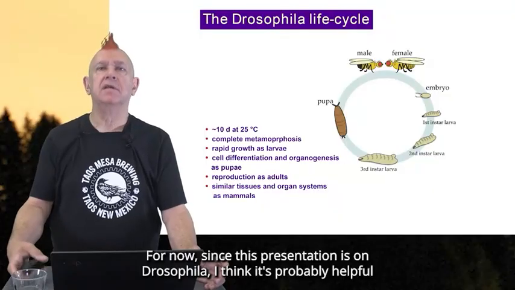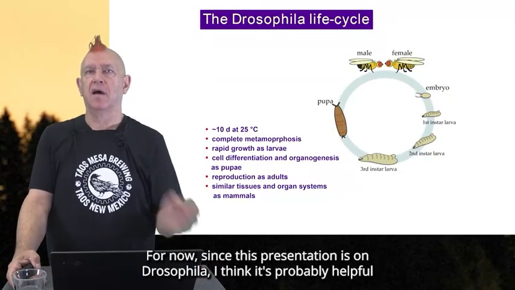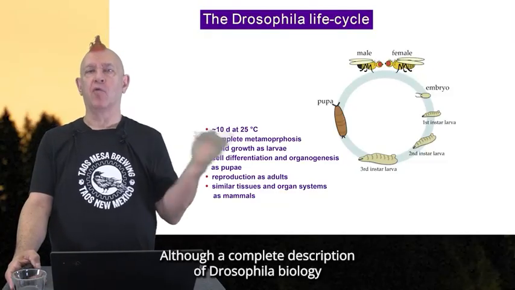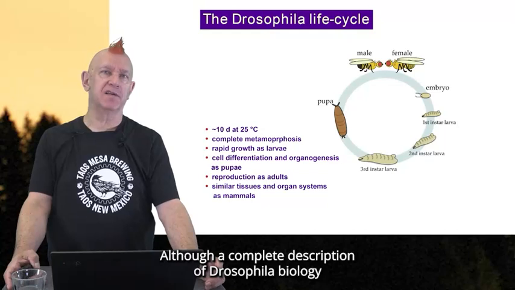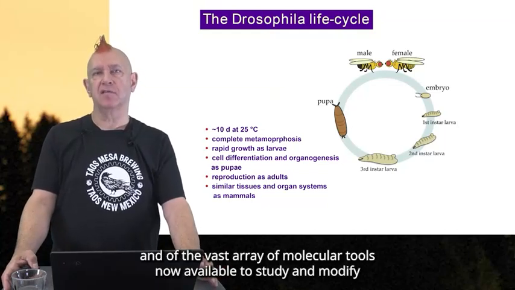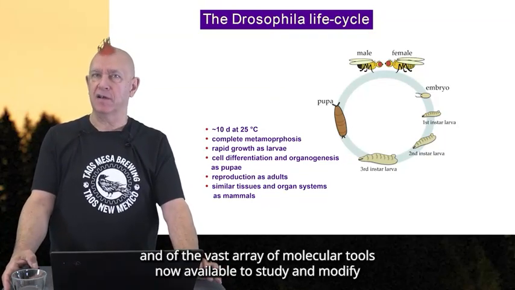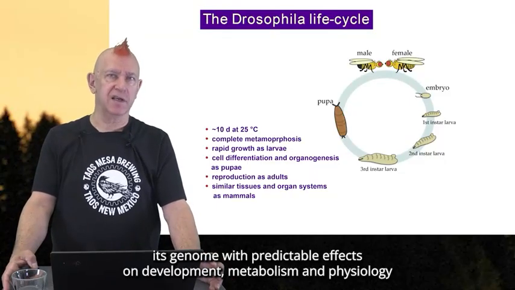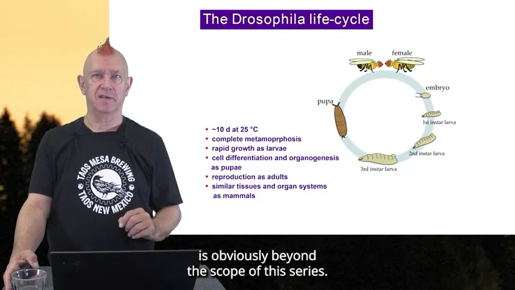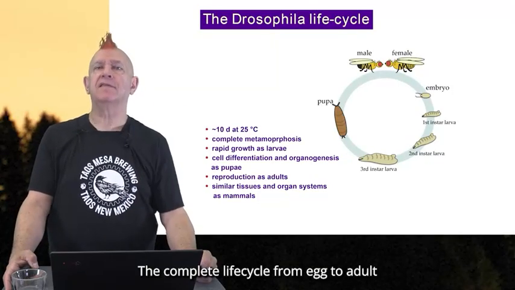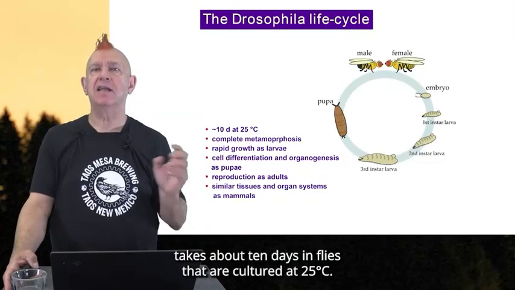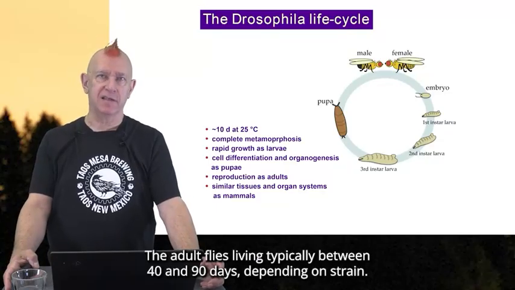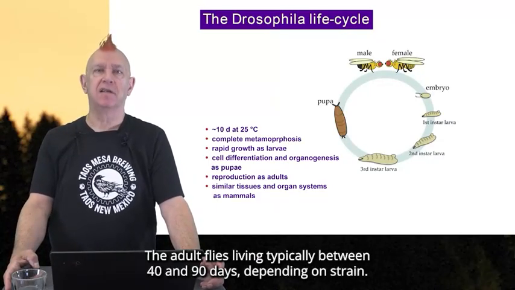For now, since this presentation is on Drosophila, I think it's probably helpful to say just a few words about the fly's life cycle. Although a complete description of Drosophila biology and of the vast array of molecular tools now available to study and modify its genome with predictable effects on development, metabolism, and physiology is obviously beyond the scope of this series. The complete life cycle from egg to adult takes about 10 days in flies that are cultured at 25 degrees Celsius. The adult flies live typically between 40 and 90 days, depending on strain.